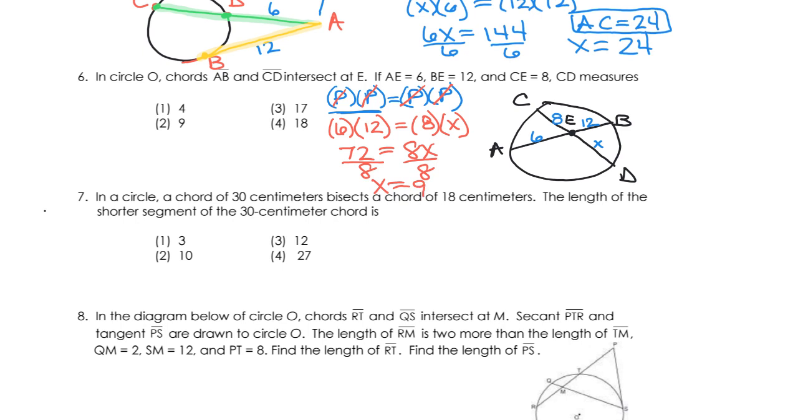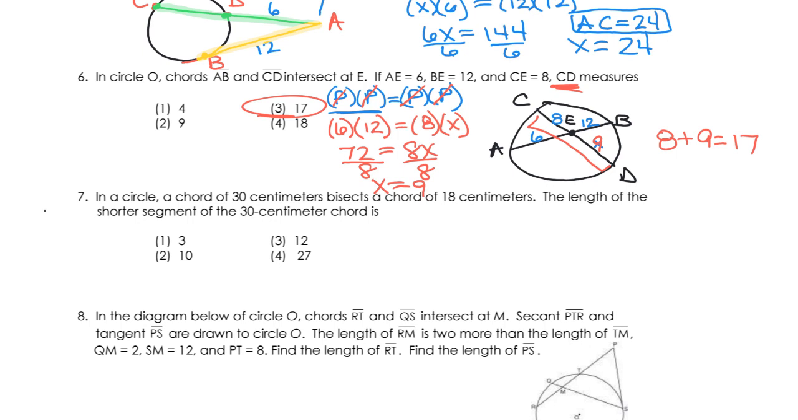However, don't be tempted to pick the 9. This is 9, which is ED, and they want CD. CD is 8 plus 9, which is 17. And so our answer is actually choice 3, which you might have picked choice 2. So be careful on a multiple choice question because there's no partial credit.